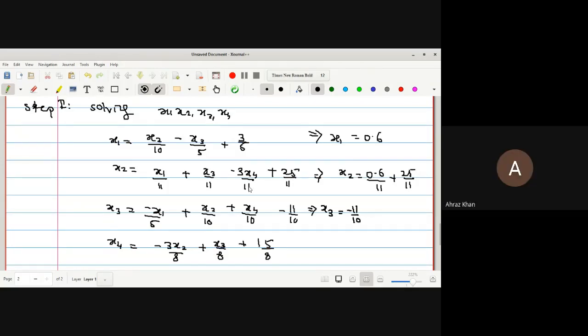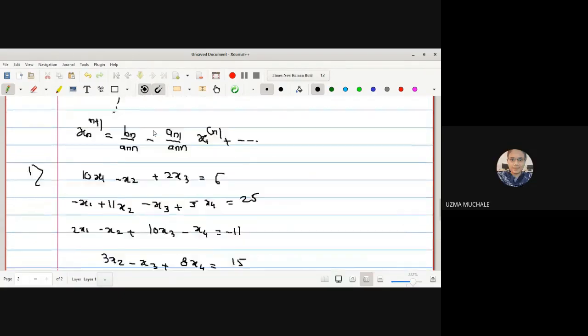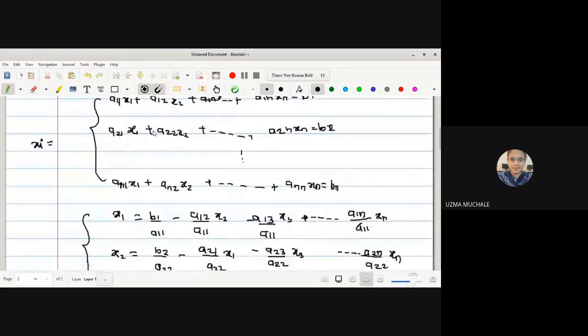Ma'am, please repeat the procedure. What we have to take, initial values of x1, x2, x3, x4 as 0? No. For the first equation x1, whatever the constant term we have, this constant term we have to keep. All other terms will be equal to 0. That means the coefficients of x2, x3 and x4 all will be 0.